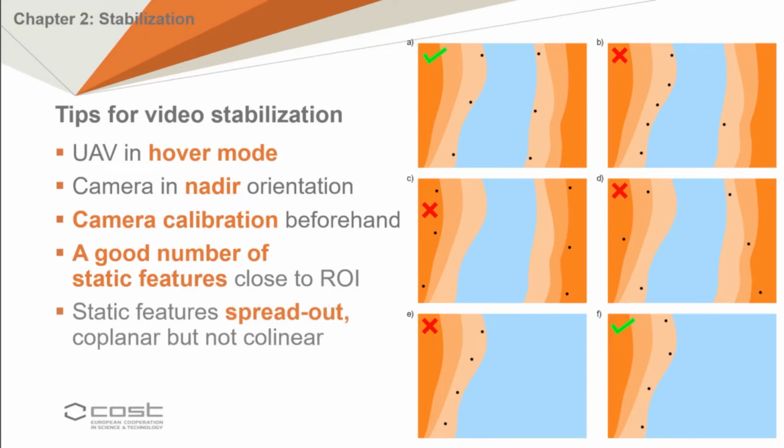It's best if they are at the water level and as close to the water as possible. And finally, if no natural static features can be found, artificial ground control points are your friends and will help you even in the most complex conditions.